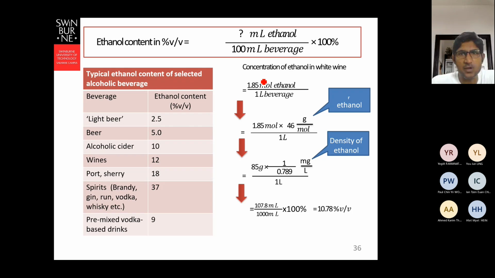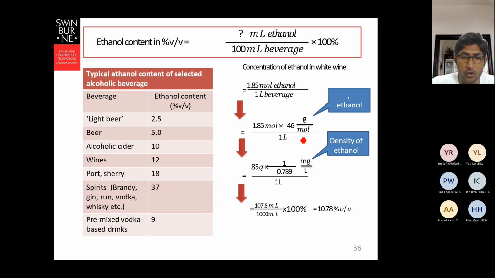1.85 molar of ethanol. What is the mass? Ethanol is 46 gram per mole, right? So the number of moles gives us the grams, and it is in 1 liter. So you can say gram per liter.